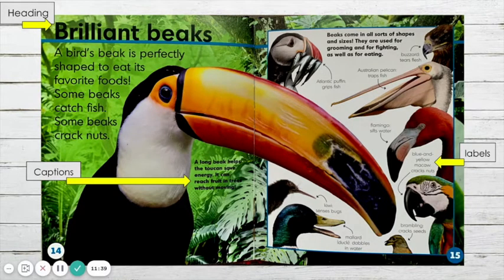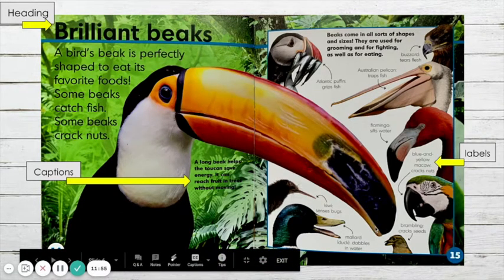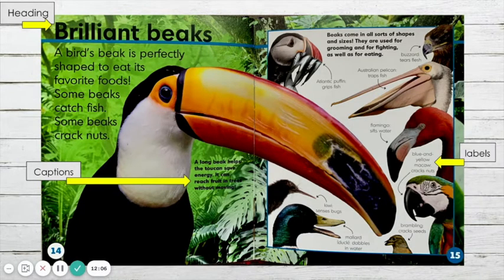How would you describe that toucan's beak? Can you think of some good describing words? Yeah, it's long, yellow, curved, it's pointy at the end here. Good, those are all physical characteristics of that toucan's beak. You know, you are doing the work of a researcher right now. You're using these text features to understand more about the text and the topic of birds.